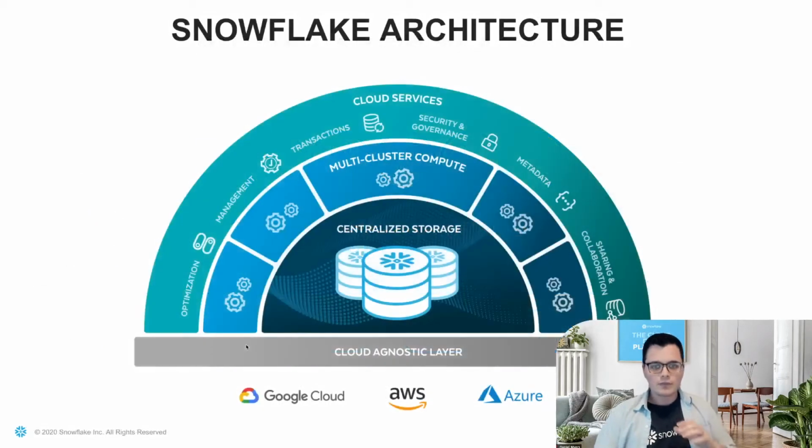And so there's a few key things to understand about the architecture behind Snowflake that makes that data cloud work. There's 4 main layers here. As I said before, there's the cloud agnostic layer where Snowflake is able to run using the native resources of each cloud provider, GCP, AWS, or Azure.